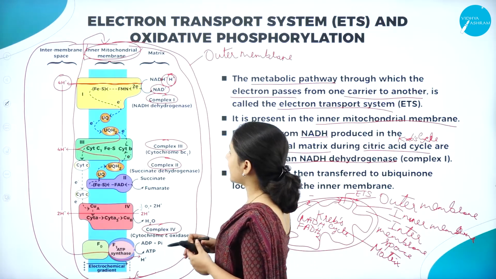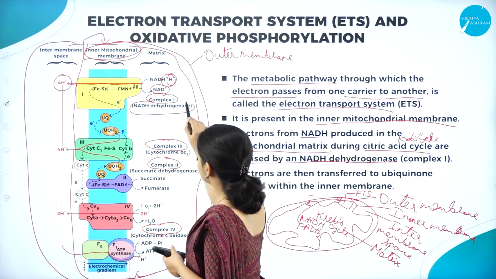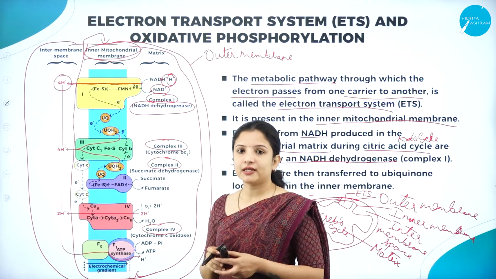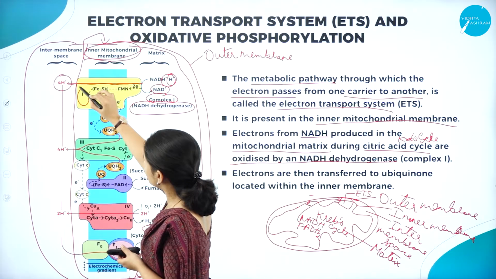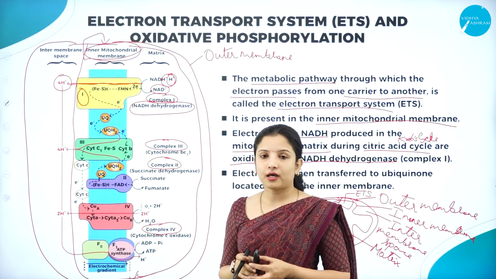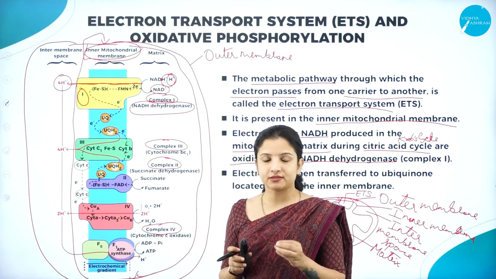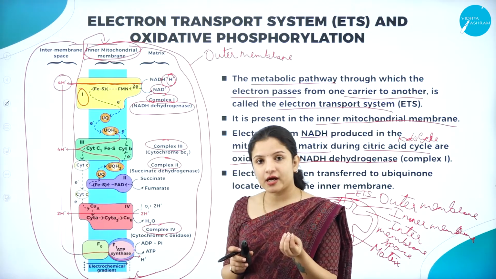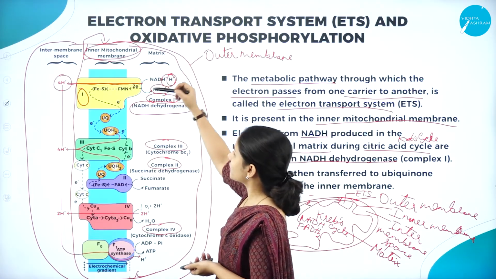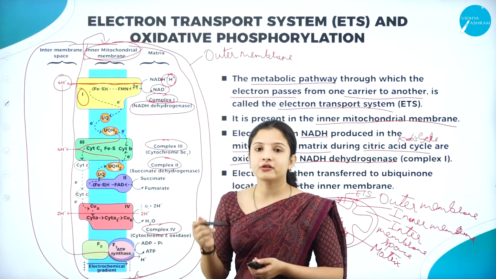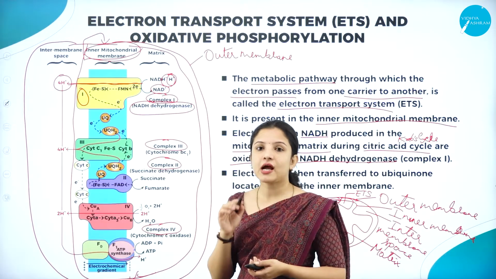So why do they lose their hydrogen? Because of the presence of NADH dehydrogenase. So complex 1, if you can see here, this is complex 1. So complex 1 is also called the NADH dehydrogenase complex. So why is it called NADH dehydrogenase? Because from the NADH that is present in the matrix of the mitochondria, the hydrogen is being removed.